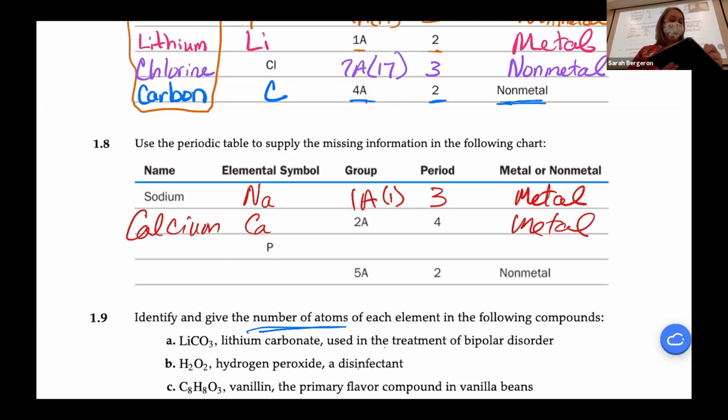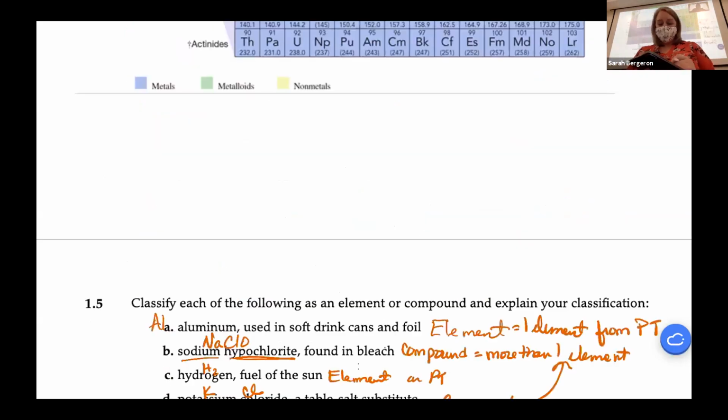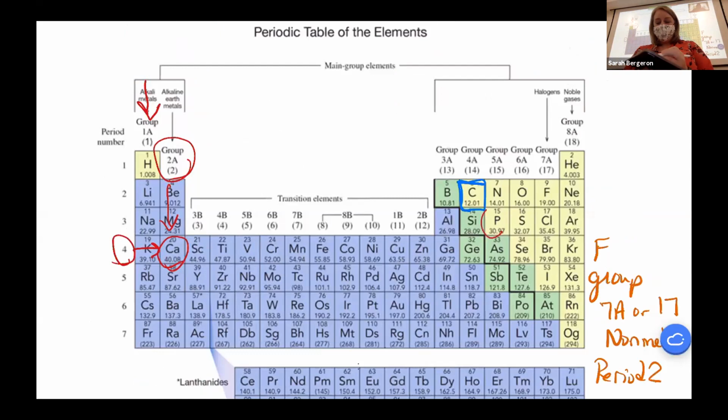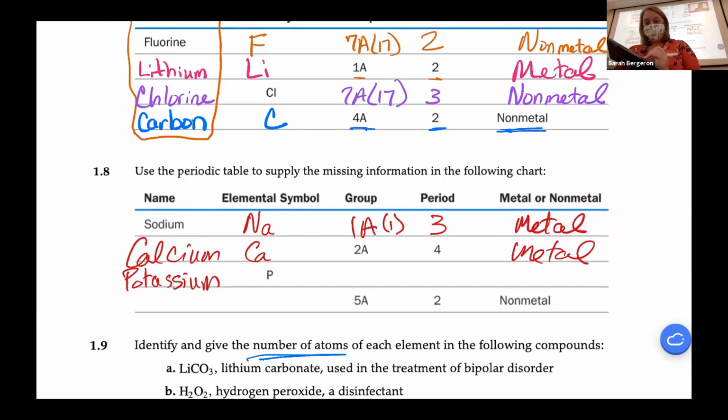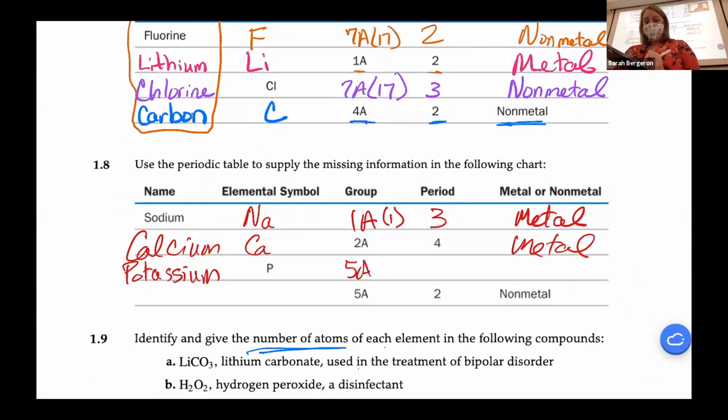Okay, P, anybody know what P is for? Potassium. So let's go and find P. We're going to find P, and we're going to say what group is it in? 5A or 15. 5A or 15, and in period 3. Okay, so group 5A or 15 in period 3, metal or non-metal? Non-metal.